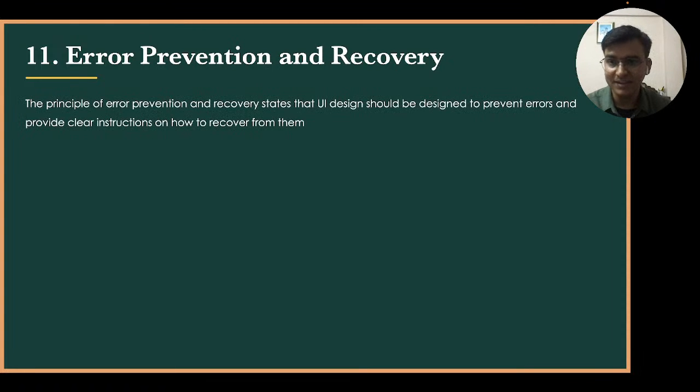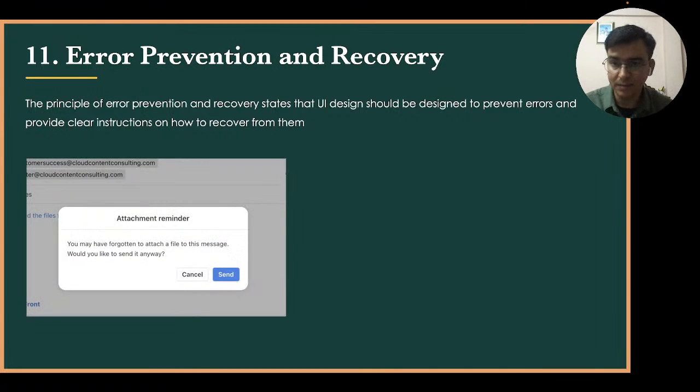Okay, last and very, very important. The principle of error prevention and recovery states that UI design should be designed to prevent errors and provide clear instruction on how to recover from them. It's very important that we prevent errors. The design should prevent the errors, and it should also provide clear instruction on how to recover from them if the user has mistakenly made an error. Now mind it, humans will definitely make errors. Everyone makes errors, right? And you design your system according to that.